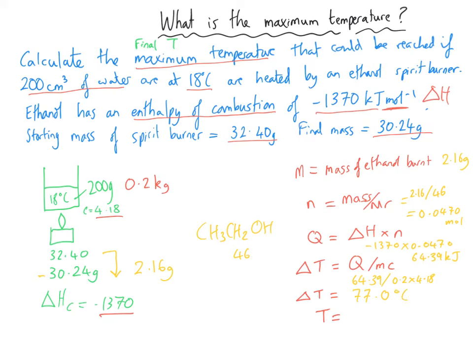Then the final job is to work out what that final temperature is. It starts at 18 degrees C, the temperature is going up, we know that because of the type of experiment it is, and because the enthalpy change is negative, so that means the temperature will be going up. And so to work out what our final temperature is, we need to get our starting temperature, 18, and add 77 to it, which gives us 95.0 degrees C as our final temperature. And so you can see that we're using the same relationships, Q equals mc delta T, delta H equals Q over n, but we're rearranging them and applying them in a different sequence.